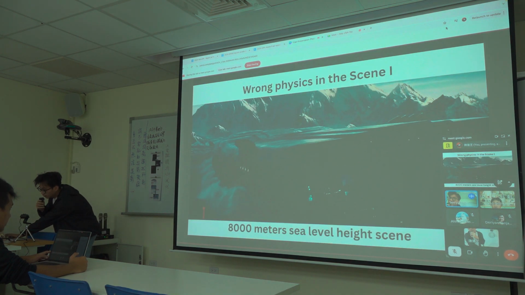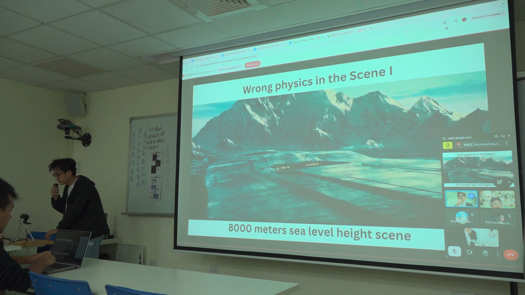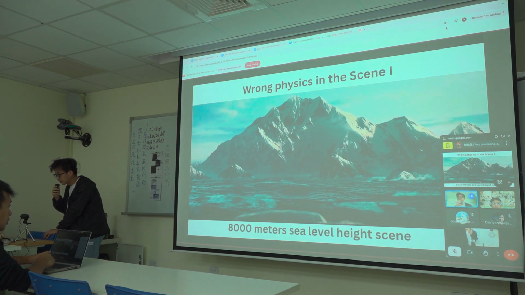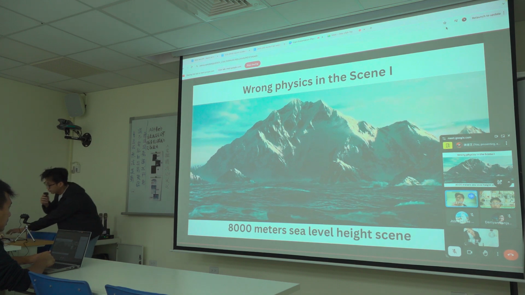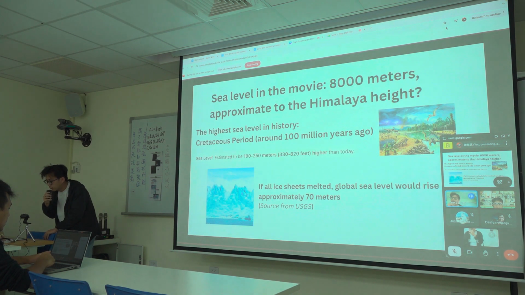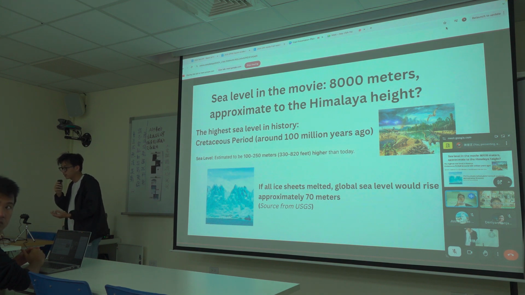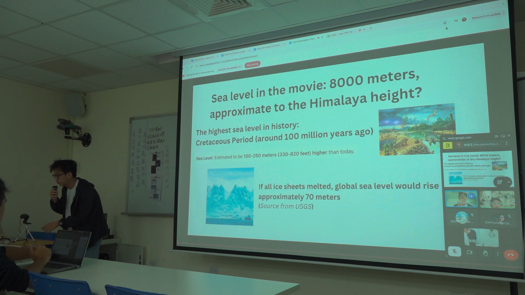The scene that I want to introduce is the scene that has the highest sea level, 8,000 meters. That's impossible, because the highest sea level in history is just around 200 meters. And if all the ice melted, the global sea level would rise only about 7 meters. We don't have enough water to raise the sea level that high. So let's calculate how much water we need.